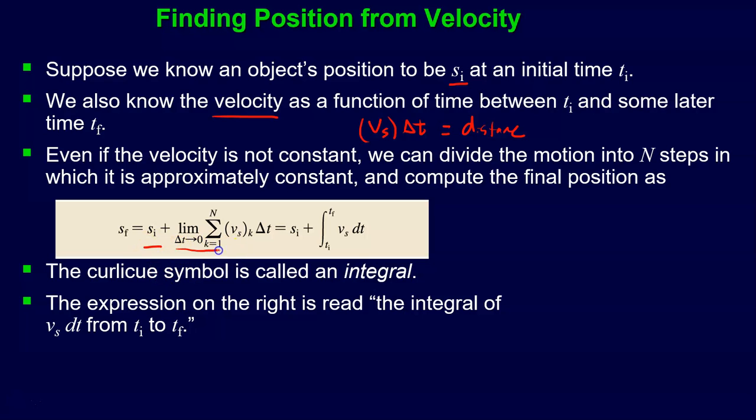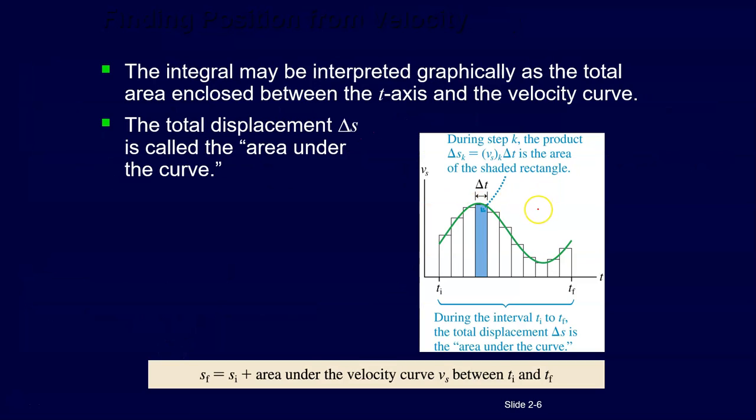What we do is take our velocity and break it into little tiny pieces, where it's velocity times some delta t. That gives us a really good approximation to how much distance the object moves in that little tiny bit of time. And when you take this to its extreme, delta t goes down to 0, then this limit ends up being an integral. That's what this symbol is. So the expression on the right, you can read as the integral of vs dt from ti to tf.